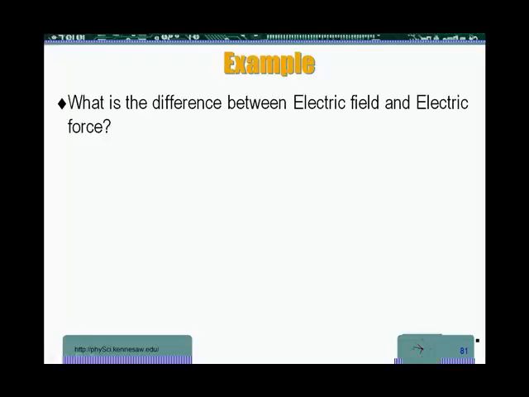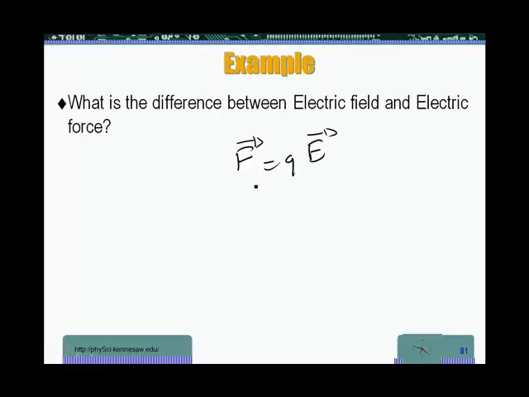In this recording, I'll work a few more examples. This first one is just a reminder, more of an example. What is the difference between an electrical field and an electrical force? For an electrical field, you need just one charge. For an electrical force, you need two charges. And the relationship between them is F equals QE.